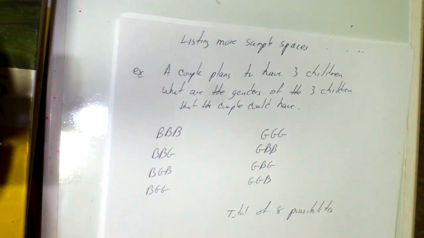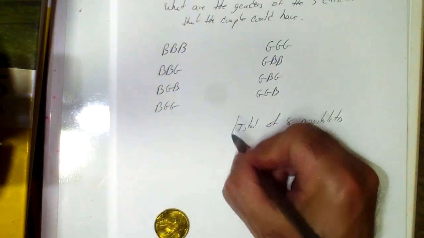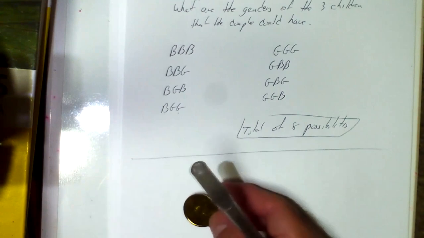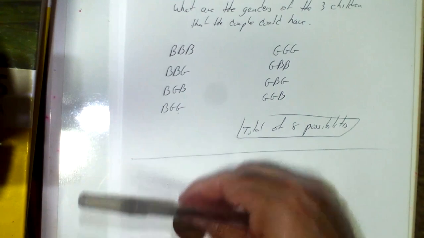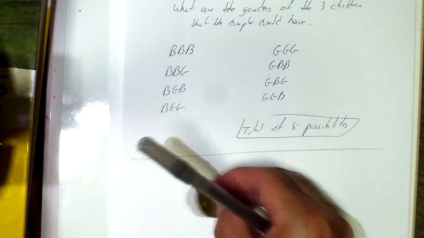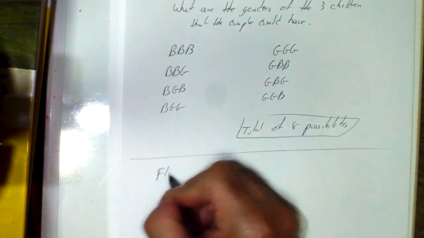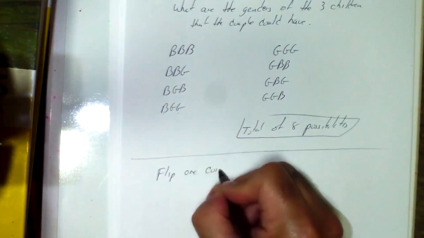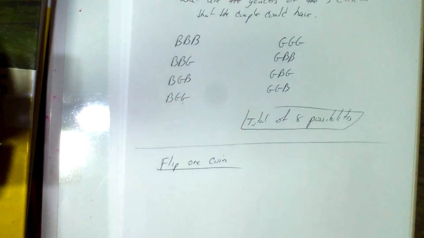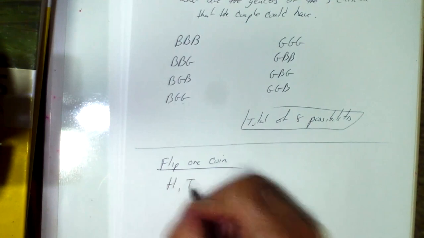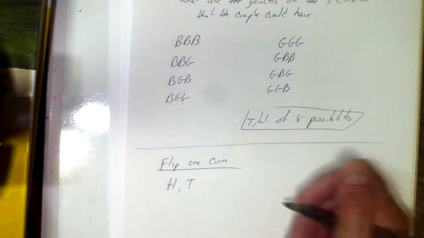Another simple example is the old famous flip of a coin. If I flip a coin, this is heads, I think. That's heads, and that's tails. It's not a Bitcoin, it's a coin. So if I flip one coin, what are the outcomes? Either you get heads or tails. That's it. You have two outcomes.